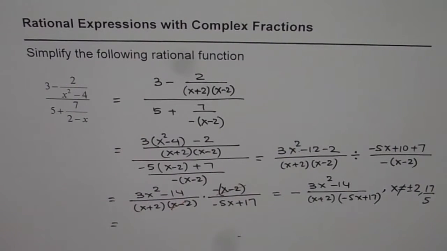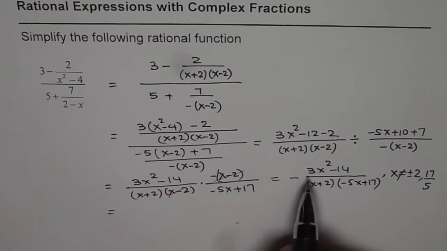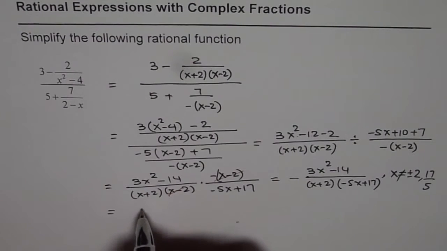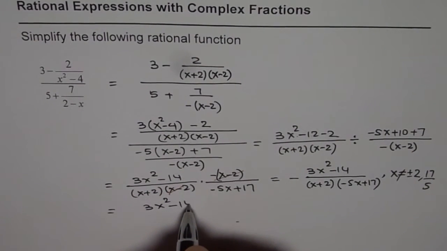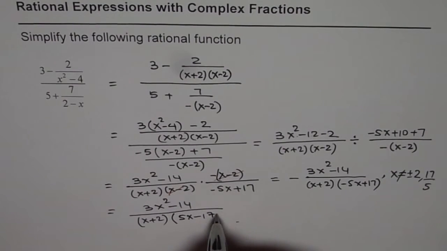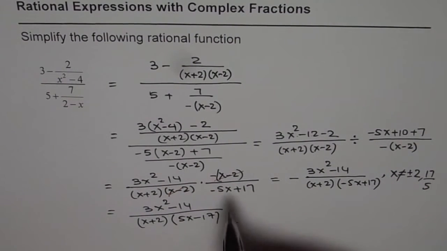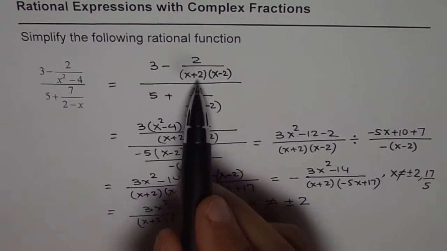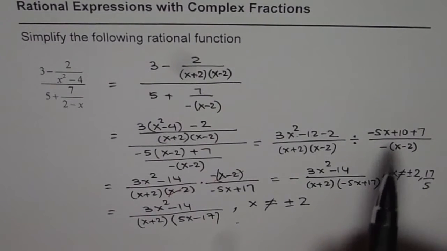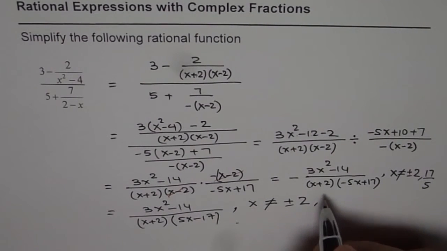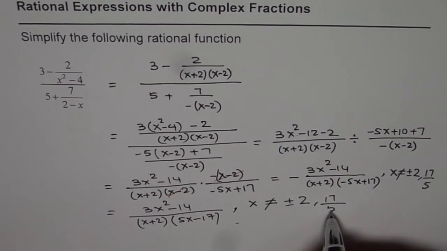Let me write down the answer here, push the paper a bit here. So what we have here is, we'll use this minus sign to negate the denominator. So we can also write this answer as 3x squared minus 14 divided by x plus 2 times 5x minus 17, right? So we multiply this minus with this factor, where x is not equal to plus minus 2, these restrictions we get from here, and then the restriction from the numerator of the divisor, which comes right there, is that x cannot be 17 over 5.